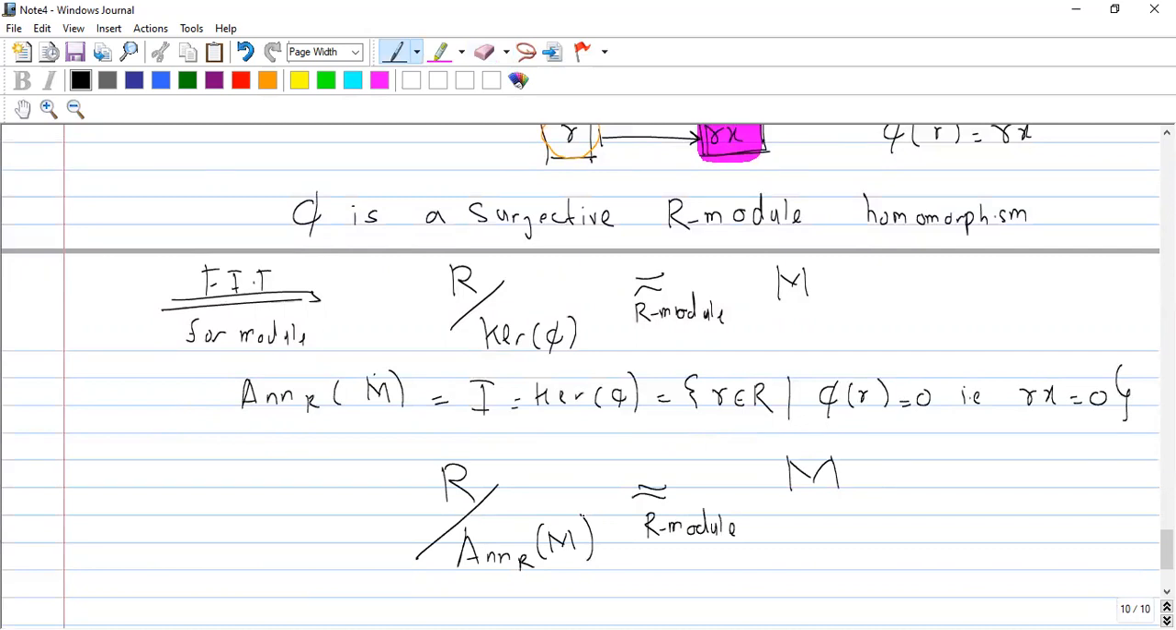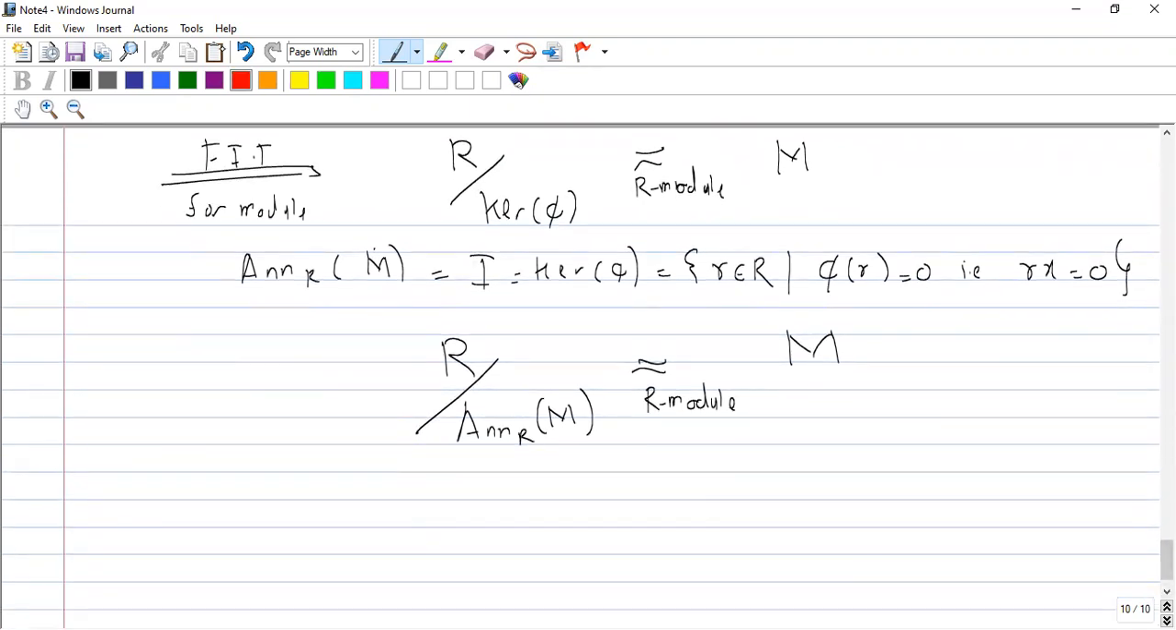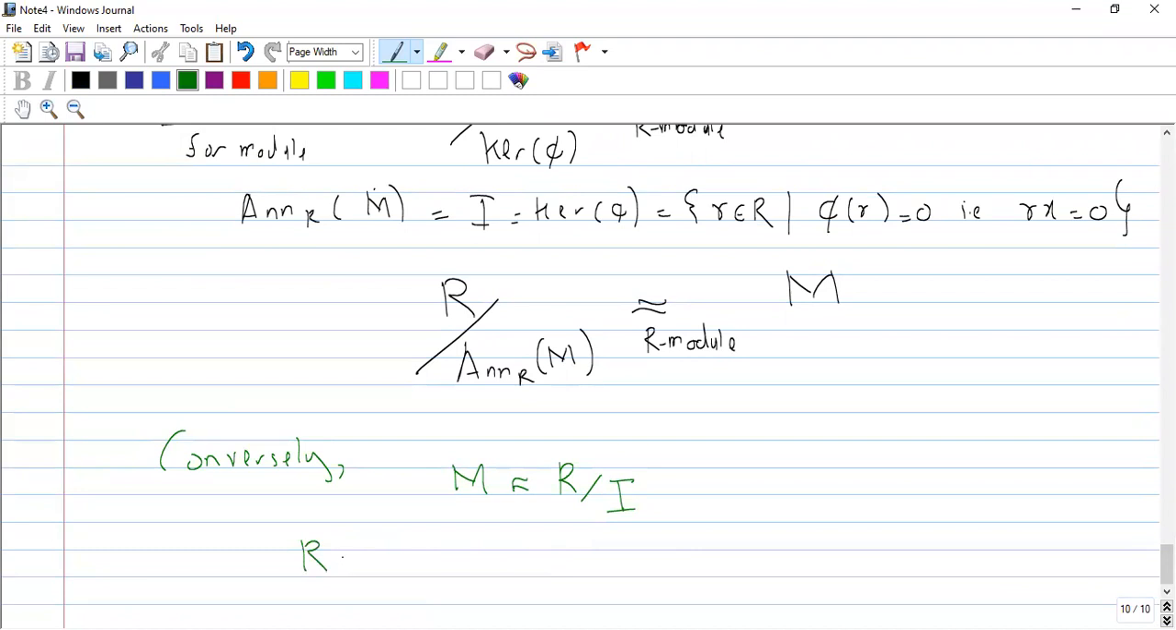Okay, so whenever you are dealing with a cyclic R module, it is isomorphic to R over the annihilator of M. This is also an R module, and they are isomorphic as R modules. Now for the converse: if M is isomorphic to some module R over I, then one can see that R over I is a cyclic R module.